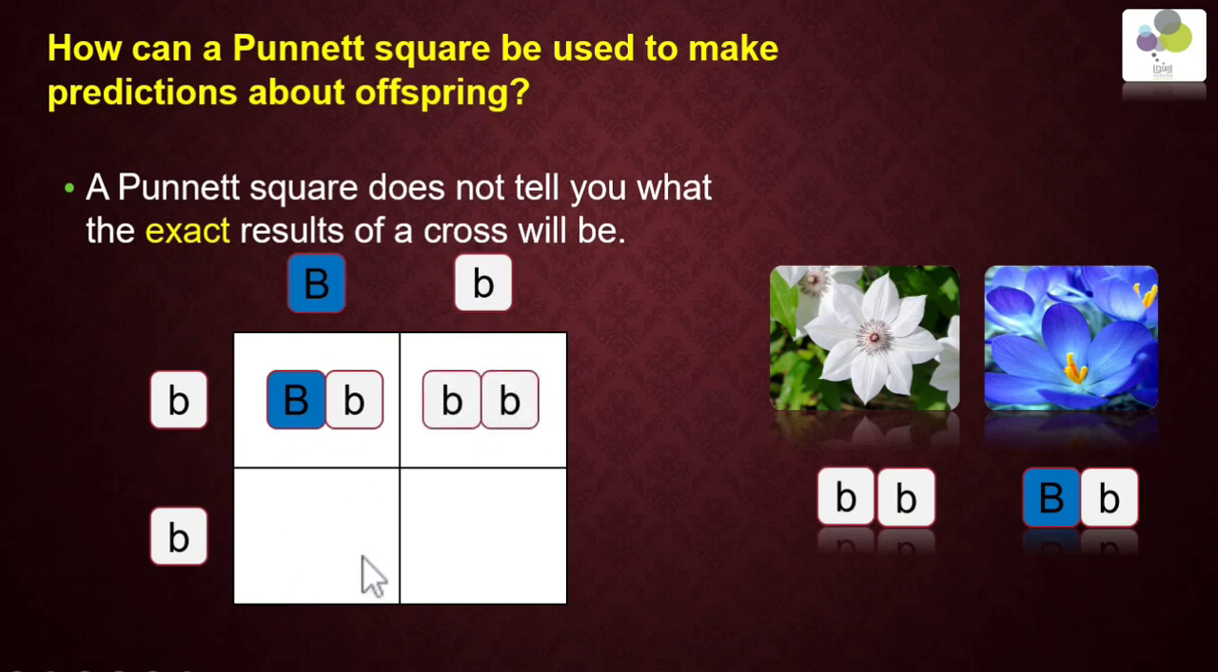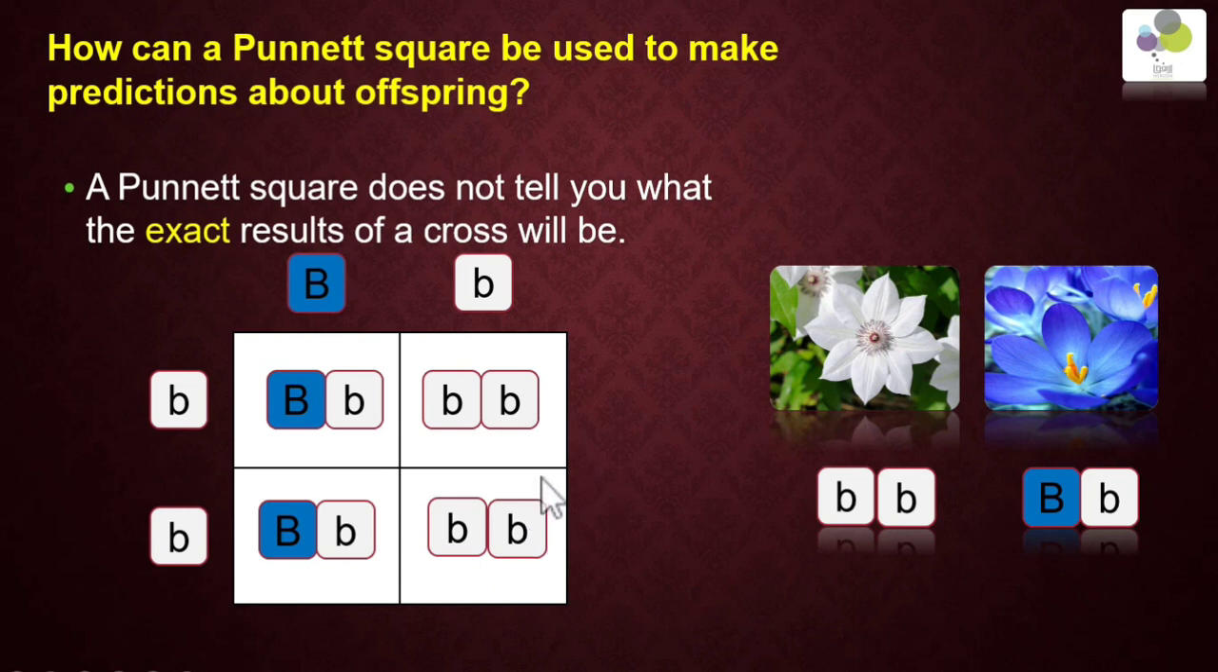The third one is capital B, small b. And the last one should be small b, small b. Okay, so in the Punnett square, as we can see, guys, we can see the possible genotypes of the offspring.